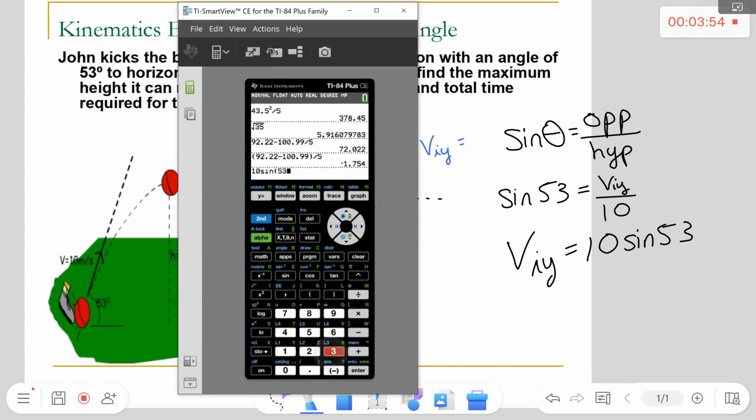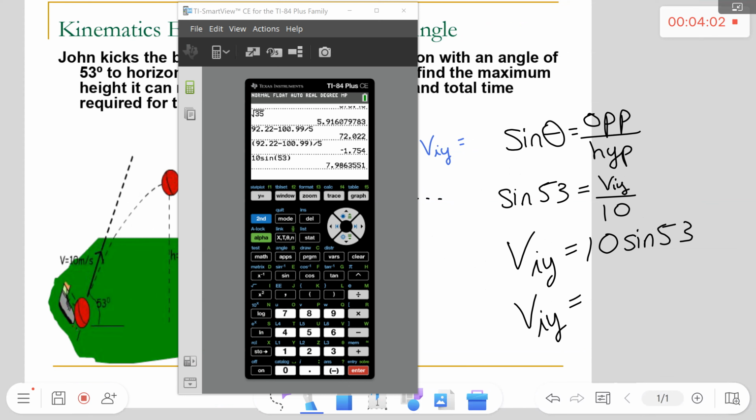Ten sine 53. So my initial velocity in the y direction, two decimal places will absolutely carry you enough: 7.99 meters per second. Everybody get the same number? Just plug it into your calculator.